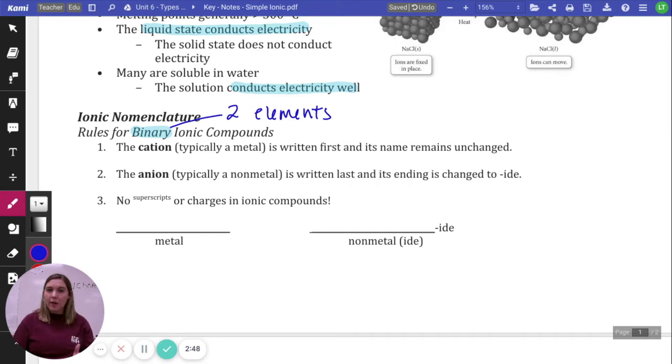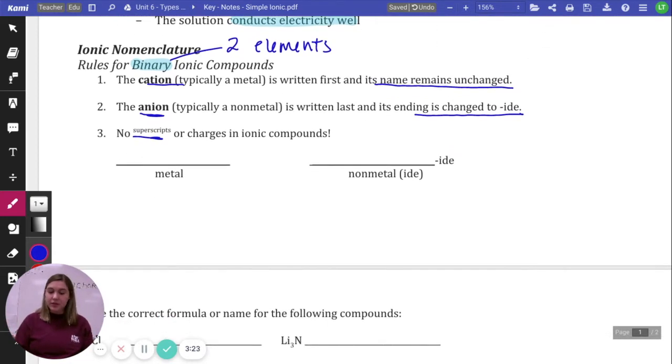All we're going to do to name them is take the cation and the anion. Our cation, typically a metal, is written first, and its name remains unchanged. So if you have sodium, it stays sodium. You don't change the ending of that one. Our anion is typically a nonmetal. It's written last, and its ending is changed to IDE. There should be no superscripts or charges or numbers in ionic compound names at all for these binary compounds. So just metal, nonmetal, change the ending to IDE.